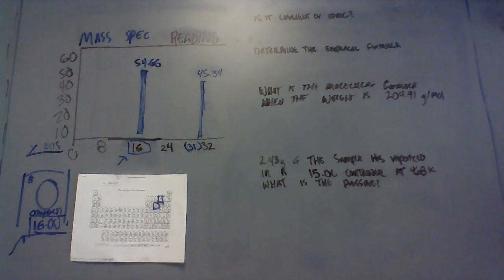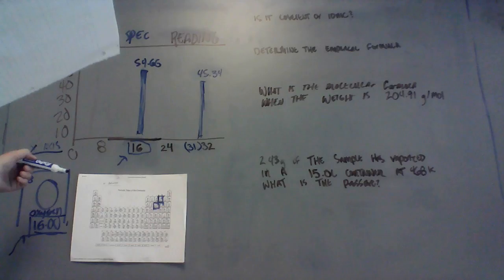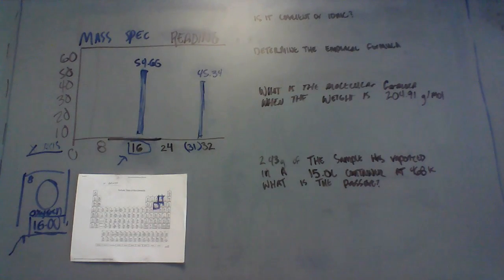My mass spec only has two elements on it, oxygen and phosphorus. Looking at our periodic table, we could see that both elements are nonmetals, meaning that our mixture, also known as a compound, is covalent.